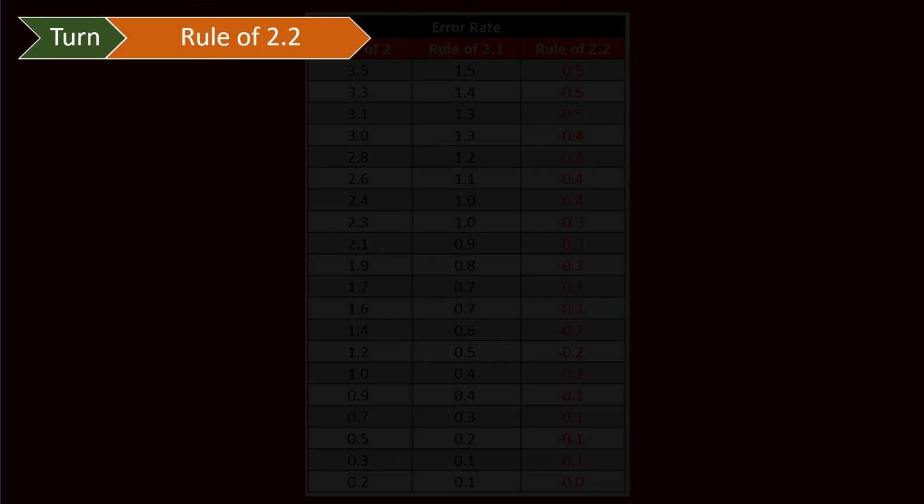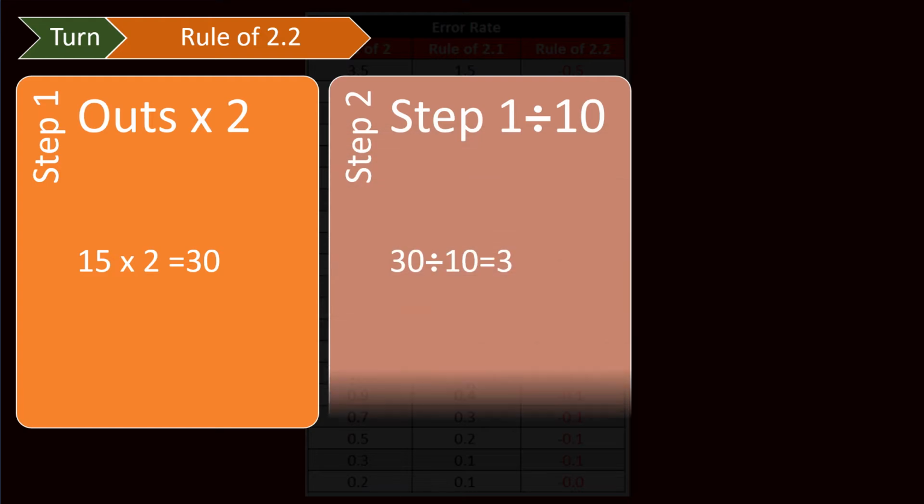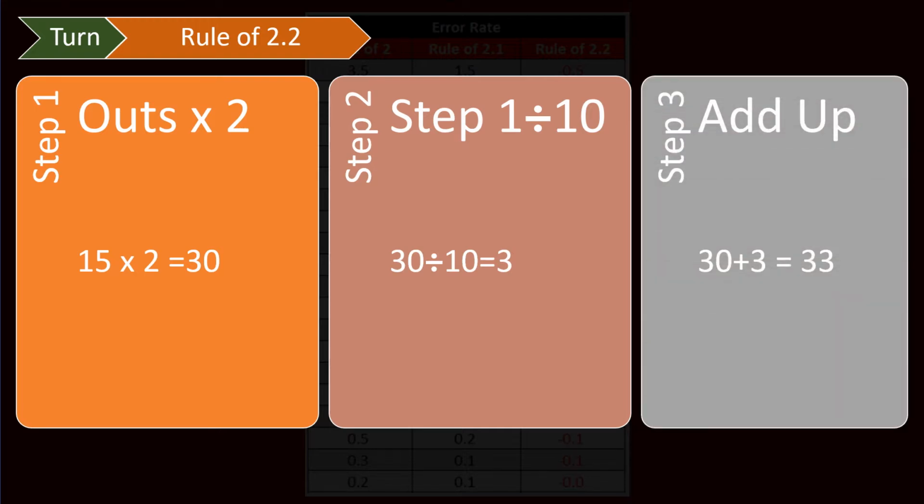The rule of 2.2 is simple to do by mental arithmetic. The process involves 3 simple steps. The first step is to multiply the number of outs by 2 exactly as you would with the rule of 2. The second step is to divide the number from step 1 by 10. And the third step is to add the numbers from step 1 and step 2 together, and this gives you the approximate percentage.